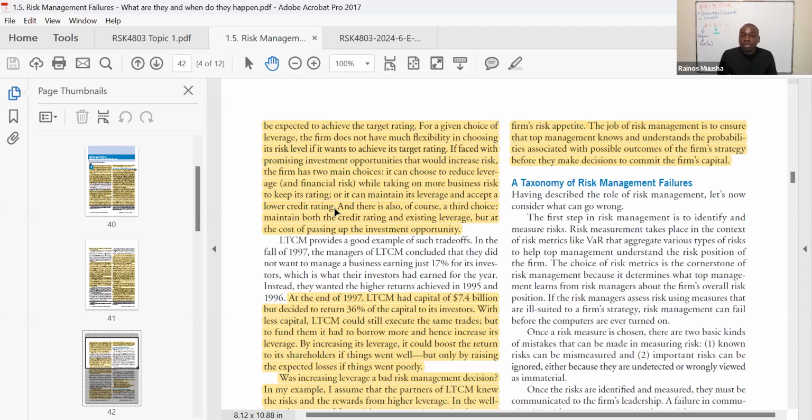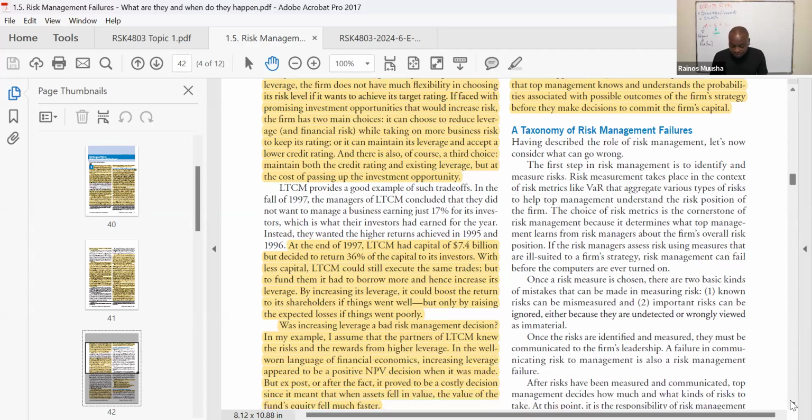Remember, when we talk about leverage, we're looking at the use of debt. So the use of debt financing, which is your liabilities there. The use of your liabilities or debt in financing the organization, that's basically what we refer to as leverage. So here they say, and there's also, of course, a third choice: maintain both the credit rating and existing leverage, but at the cost of passing up the investment opportunity.